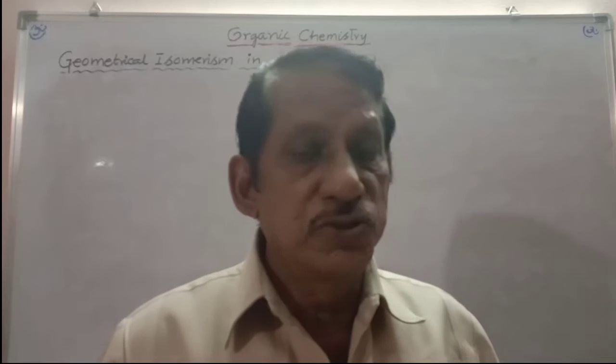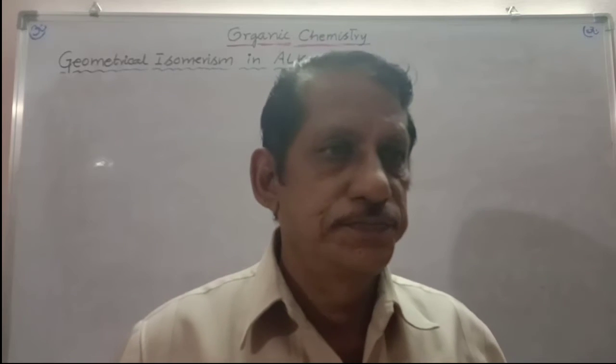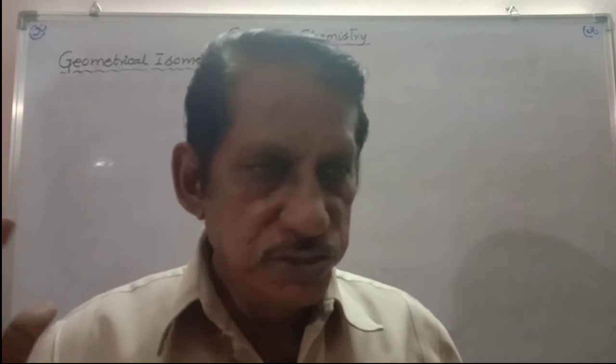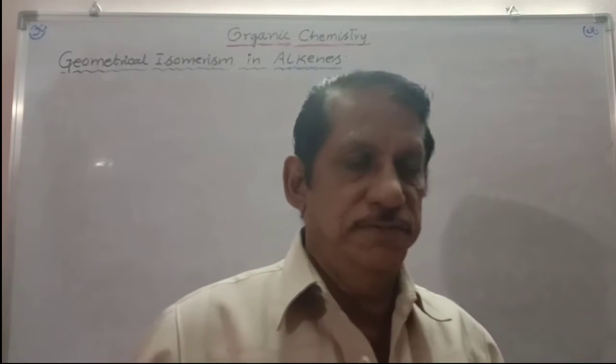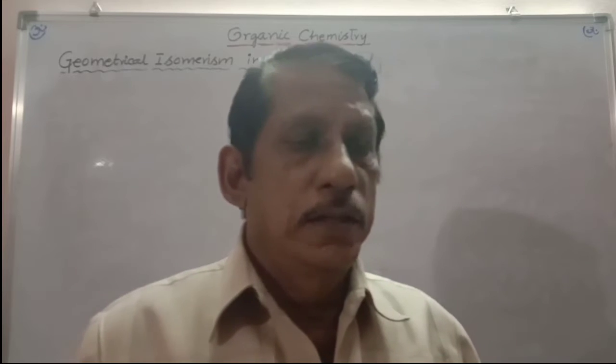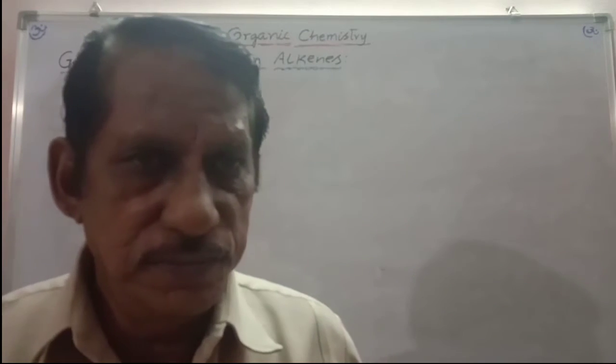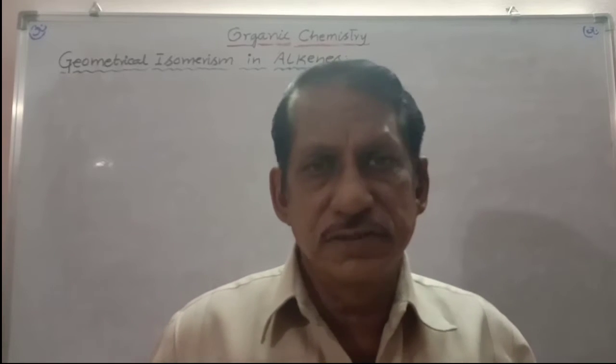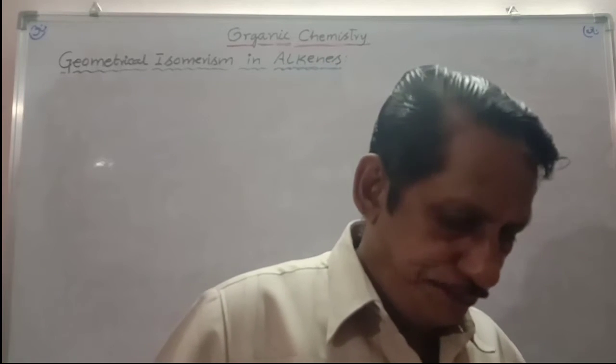This is the isomerism mostly exhibited by alkenes in the case of stereoisomerism or spatial isomerism. Apart from conformational isomerism and optical isomerism, it is geometrical isomerism which is mostly exhibited by alkenes.